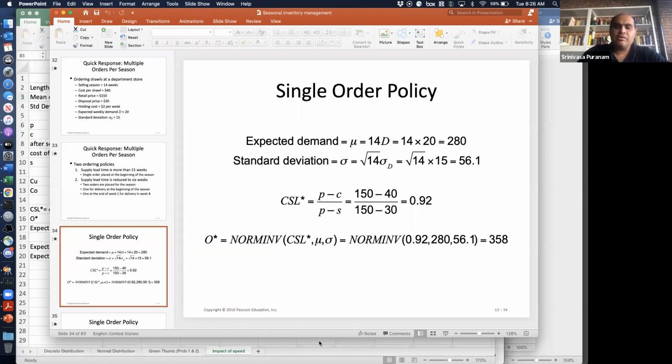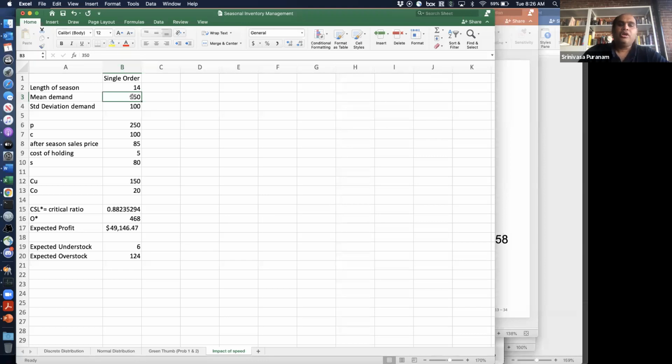The cycle service level and all of that. So let's type in all of the data. My mean demand is going to be 20 per week times 14, and standard deviation of demand is going to be 15 times the square root of 14, where 15 is the standard deviation of weekly demand. That's 56.12, the standard deviation of demand. This is my mean weekly demand, and this is my standard deviation of weekly demand, right?